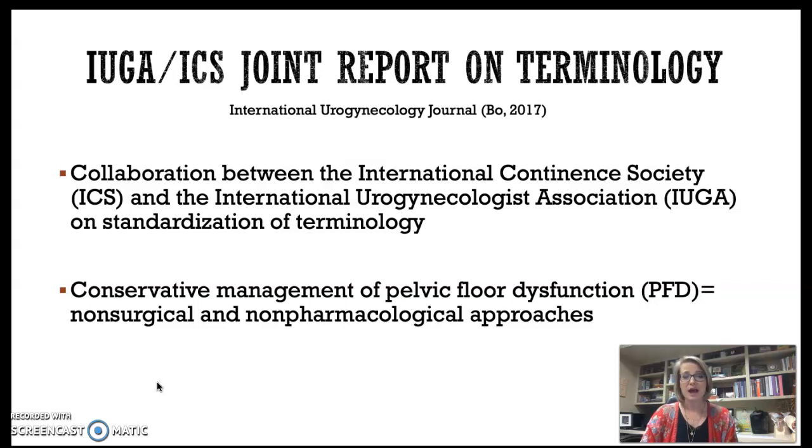Like I mentioned, this is a joint report on terminology by the ICS and IUGA task forces. Their emphasis in this terminology report is for conservative management of pelvic floor dysfunction, or PFD as it's abbreviated, which is great because this is non-surgical and non-pharmacological, and that's what we specialize in as physical therapists. We are the specialists of the neuromusculoskeletal system, specifically in the conservative management of those systems. So that really puts us at a very important seat at the pelvic health table.